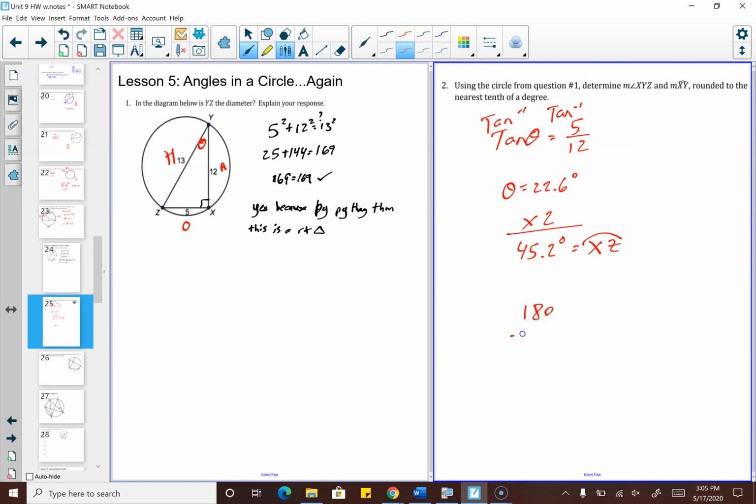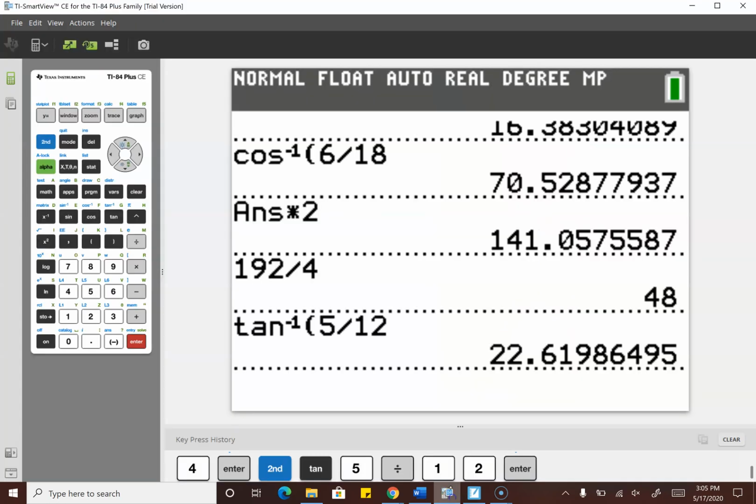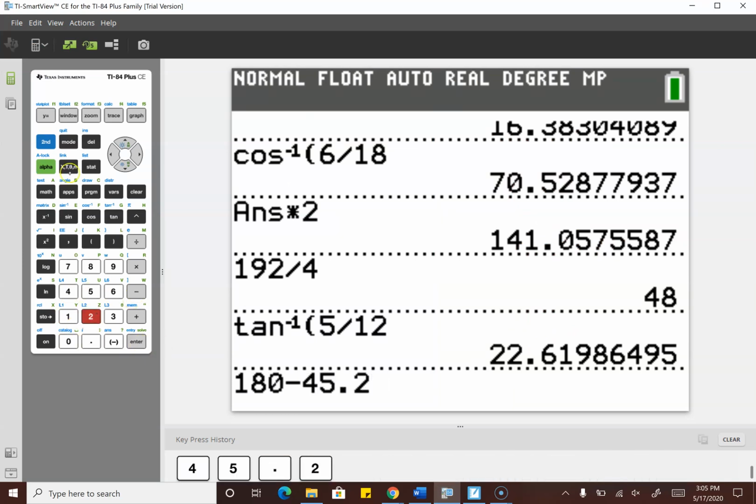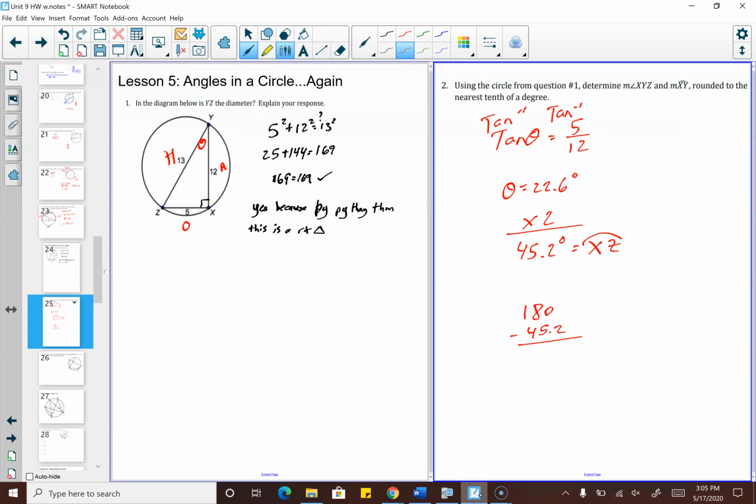So 180 minus 45.2 is going to give us 134.8 degrees. All right. So we found our angle at Y to be 22.6. We multiplied that by 2 to get arc XZ. That's not the one they wanted, but we knew we were working with the semicircle, so we subtracted it from 180, and we got 134.8.